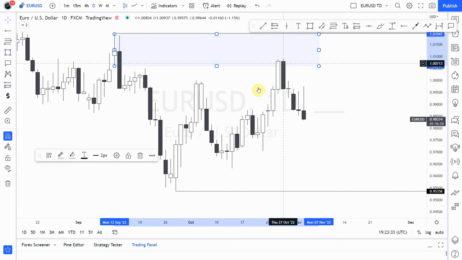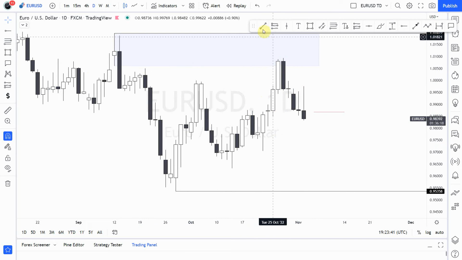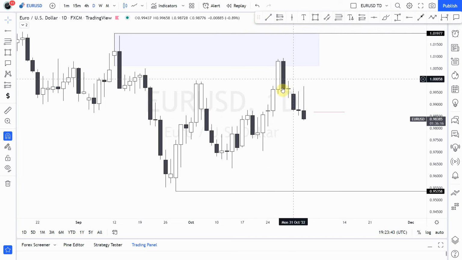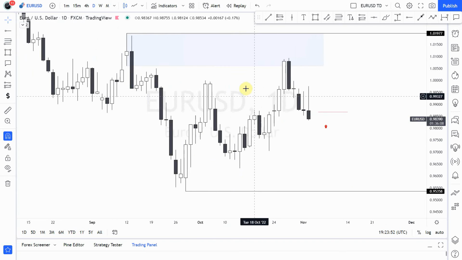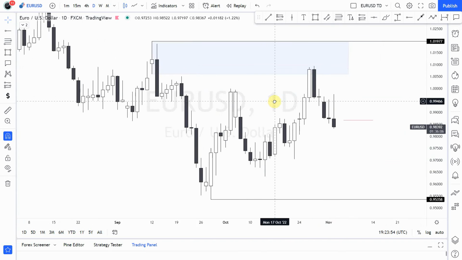We actually have the supply zone here that we rejected from, and we have rejected very strongly. So the view here could be that this S&D is being respected and that we'll be expecting a bearish Euro USD going forward. So overall, as we could see, we're bearish in daily.